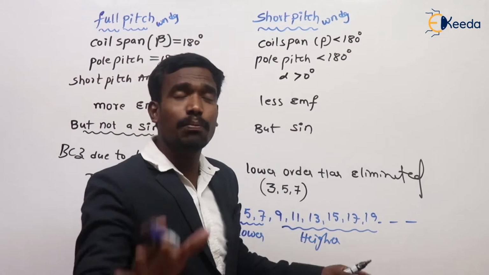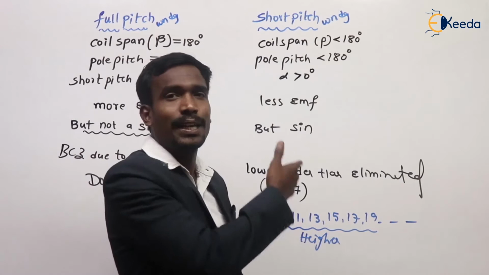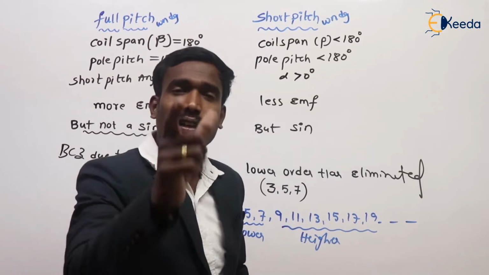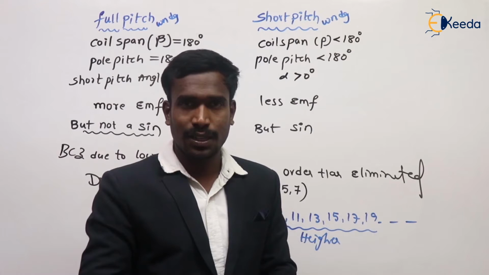In general, in our electrical system, for AC systems, in most cases we use short pitch winding, because due to these harmonics the EMF may not be sinusoidal. That's why we have to eliminate these harmonics. How can we eliminate these harmonics? By using the short pitch winding. This is a very important concept. Let's see how we can eliminate these harmonics.